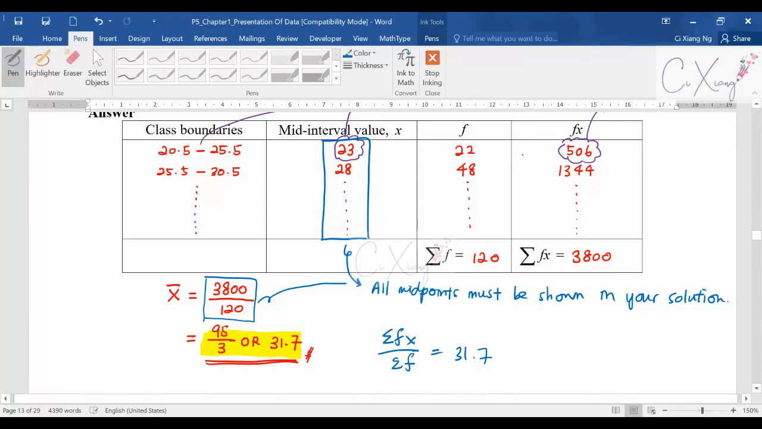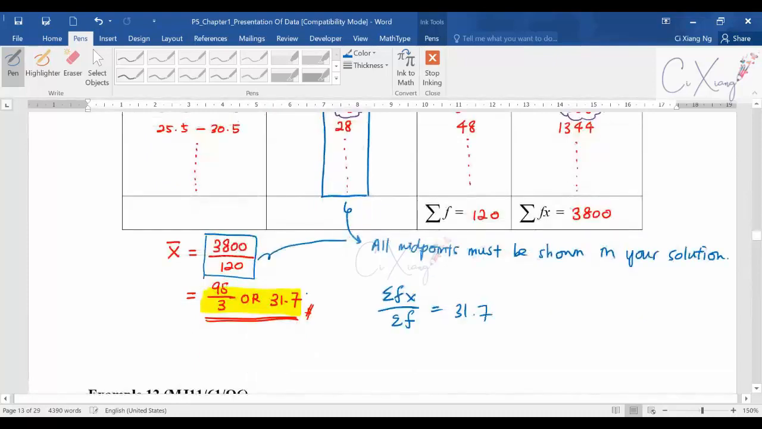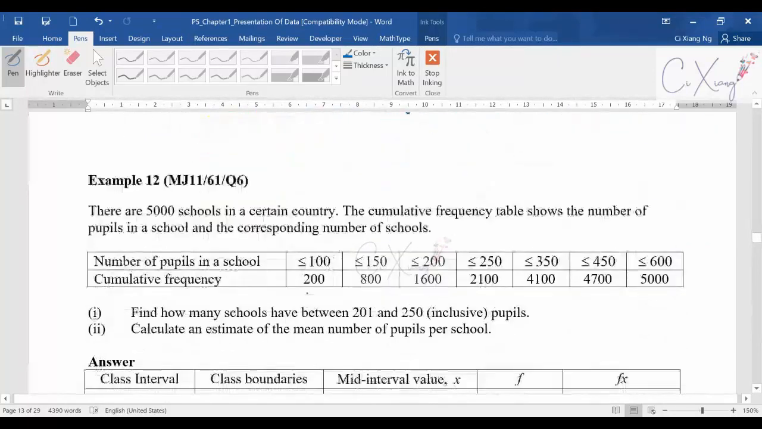Okay, so example 11, this is a simple one. Not to say simple, but I will say that it is straightforward. So make sure you complete the table here and try to see whether you can get the answer as what I show here. All right, so now let us continue to the next example.